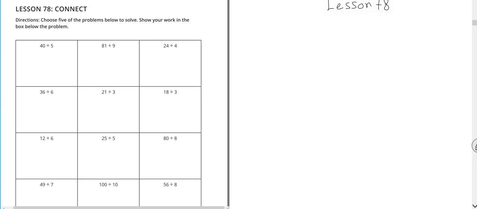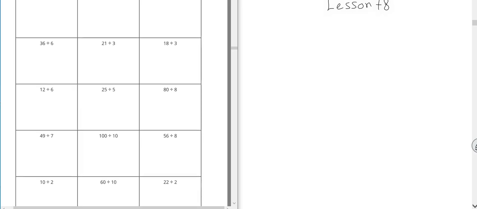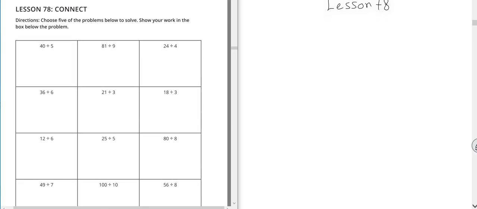Our lesson today, 78. At first, we will make a revision on division. Open your book, page number 65. Choose 5 of the problems below to solve. Show your work in the box below the problem. We will choose 5 problems to solve.